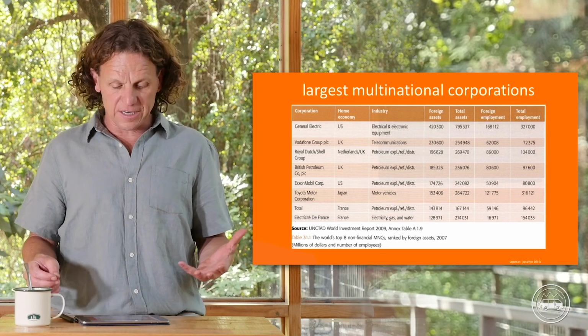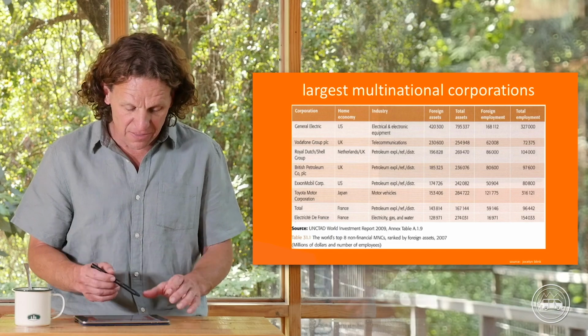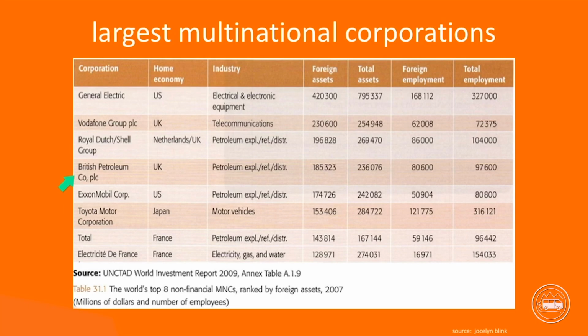But before we finish up this little introductory video, let's take a look at the largest multinational corporations that there are in the world. And it's pretty interesting. Take a look at this. And this also comes from Jocelyn Blank, which is a source for nearly all of this information that I'm sharing with you. But here they are. Look at General Electric, Vodafone from the United Kingdom, right? Royal Dutch Shell, British Petroleum. Let's just look at those 4, okay?